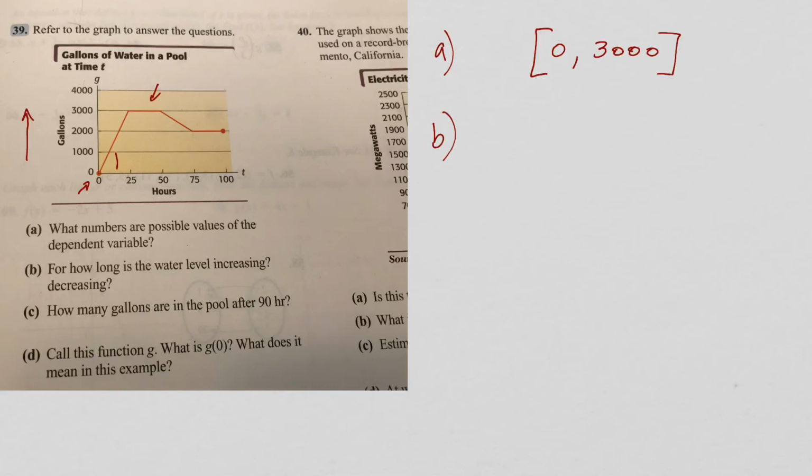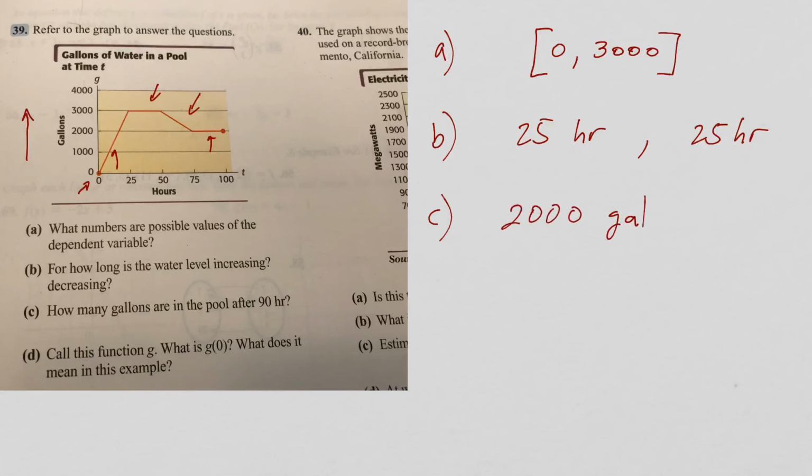Part B, for how long is the water level increasing? Well, that's just this portion right here. So it goes from 0 to 25 hours. So 25 hours. How long is it decreasing? Well, that's here. 50 to 75 hours is also 25 hours. Part C, how many gallons are in the pool after 90 hours? Well, here's 90 hours, so that's 2,000 gallons.